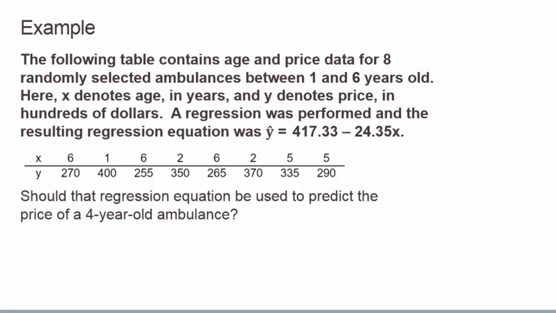Example: the following table contains age and price data for 8 randomly selected ambulances between 1 and 6 years old. Here, X denotes age in years and Y denotes price in hundreds of dollars. A regression was performed and the resulting regression equation was Y hat equals 417.33 minus 24.35x. Our data set is when X is 6, Y is 270.